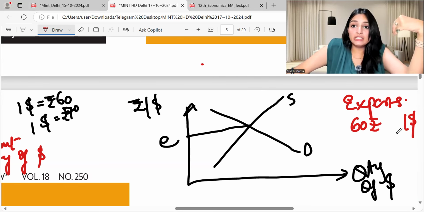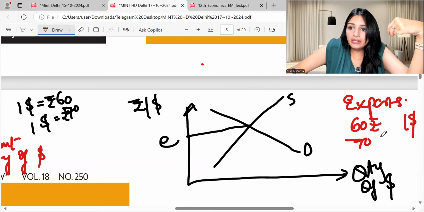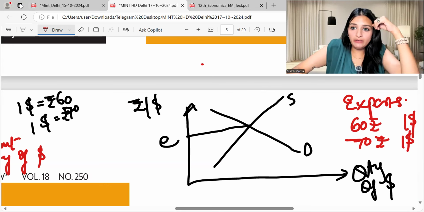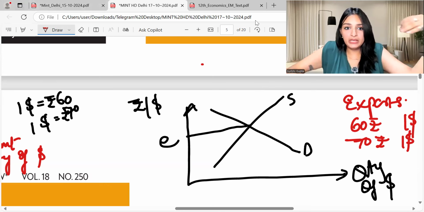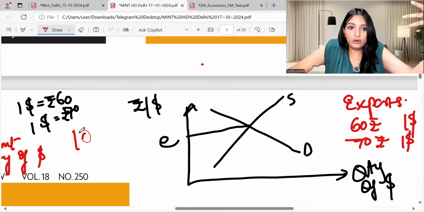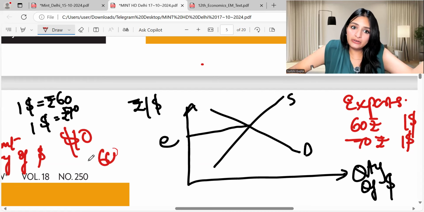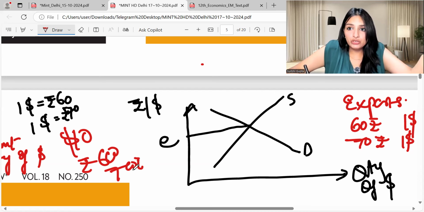Right? You were getting 60 rupees. Now you're getting 70 rupees in exchange of $1. So if you're selling something in USA that is worth $10, earlier you were getting 600 rupees, now you'll get 700 rupees. So as an exporter, it is beneficial for you.